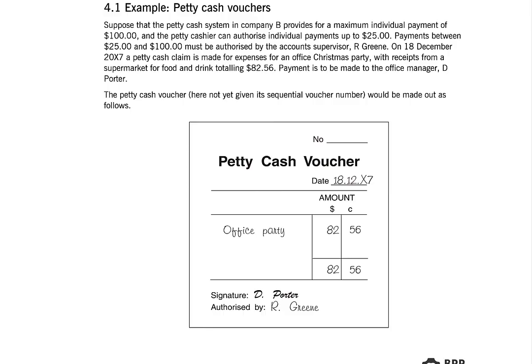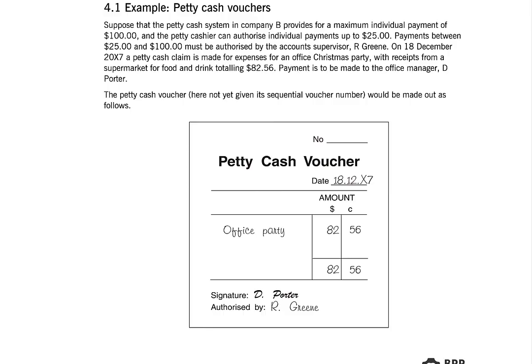$82.56. Now notice something important. $82.56 is more than $25, so the petty cash cashier cannot approve it alone. It must be authorized by the accounts supervisor, R. Green. The cash will be paid to the office manager, D. Porter. So D. Porter is the person who will receive the money.